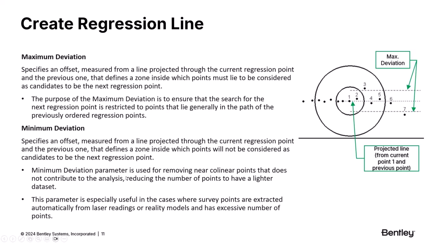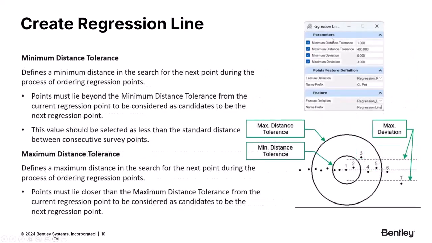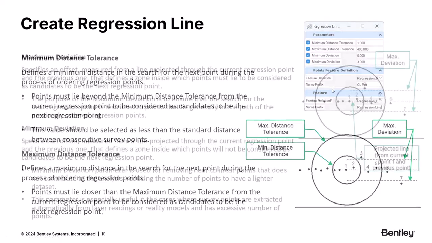Okay, so this minimum deviation parameter, generally that's going to be used for removing near collinear points that do not contribute to the analysis, or you want to just reduce the number of points in your regression analysis. It's especially useful if you have some LiDAR information or some data coming from reality models where you have an excessive number of points and you don't want to regress all that stuff. So just another way to kind of filter it out. So those are the parameters that exist inside of the toolbox here for create regression line from line and line from points. They function pretty much the same.